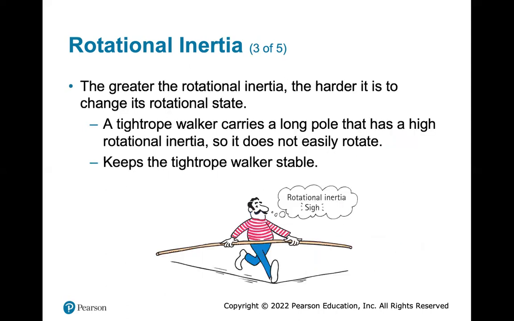Okay, rotational inertia. The greater the rotational inertia, the harder it is to change its rotational state. The tightrope walker carries a long pole that has a high rotational inertia, so it does not easily rotate. It keeps the tightrope walker stable. So he's got this long bar. The bar tends to want to stay put and doesn't want to rotate, so it gives him some stability.